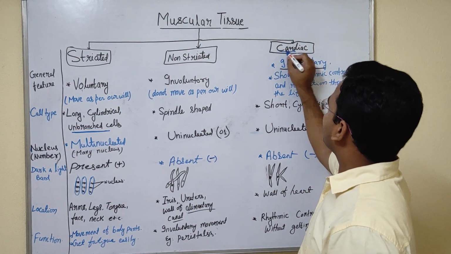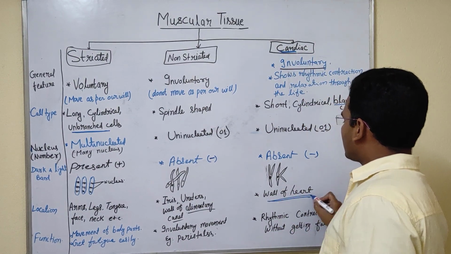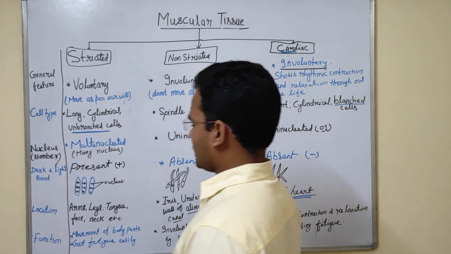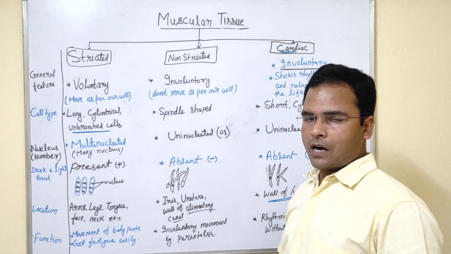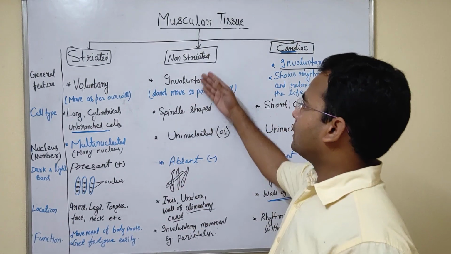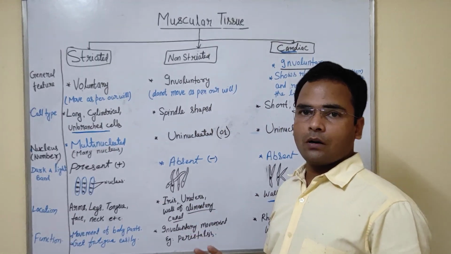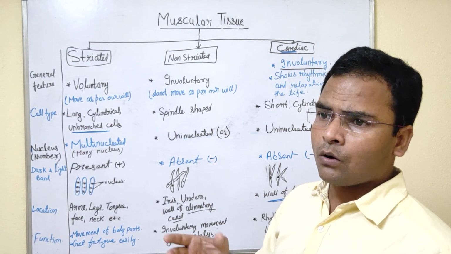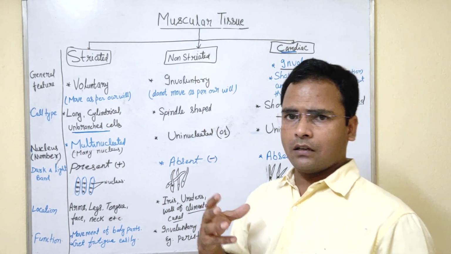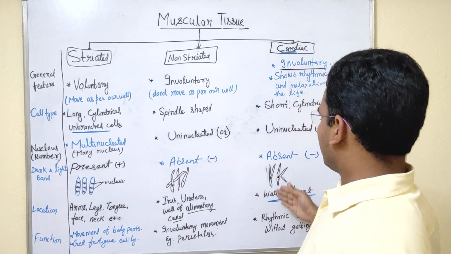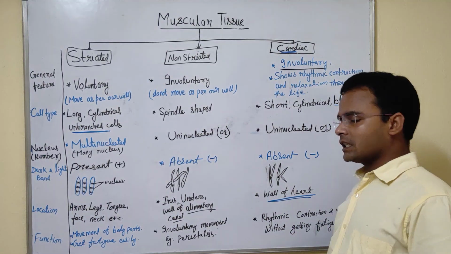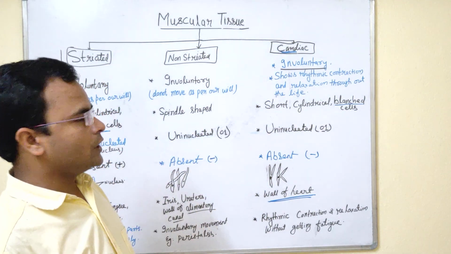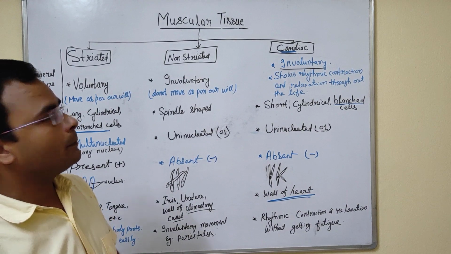It is clear from the name, cardiac. So cardiac muscle is present in the wall of the heart. And what is the function of striated muscle? It is movement of the various parts based on our will. The non-striated muscles are involved in involuntary movement, like in peristalsis, and in the contraction of the uterus and ureter, etc. The cardiac muscles' function is rhythmic contraction and relaxation without getting fatigued. So these are the major differences between these three kinds of muscular tissue.